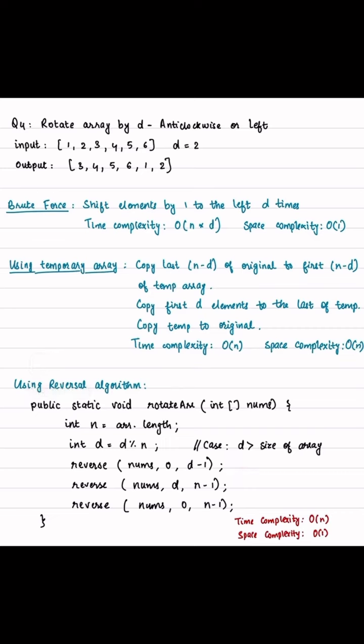This is a little tricky at first go, but if you try to look into it, you will understand it better. And using this reverse function this way, you will be able to rotate the array in the anti-clockwise direction. So the time complexity for this code will be big O of n as compared to the previous one where it was big O of n times d, and the space complexity is big O of 1 because we did not use any extra space here.